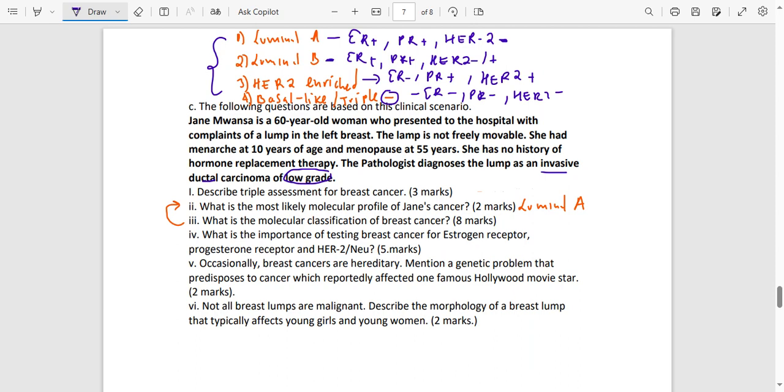And then the HER2 positive is a cancer that has got more receptor for the HER2. So meaning that one, you can use the targeted therapy for that same receptor. So you need to know this classification because it's going to help in what receptor you are going to be targeting. Basically that. And then number five, occasionally breast cancers are hereditary. Mention a genetic problem that predisposes to cancer, which reportedly affected one famous Hollywood movie star.